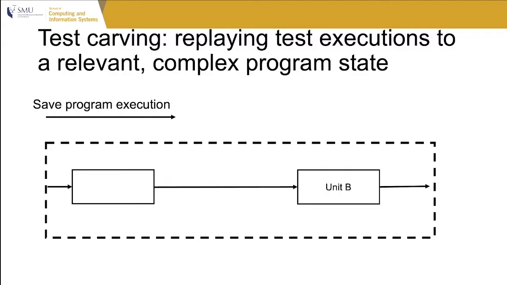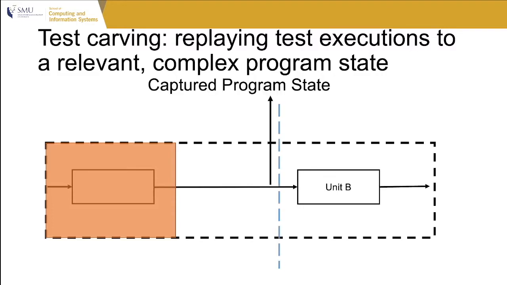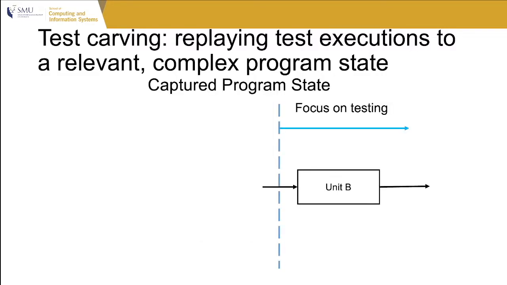And to do so, test carving proposes to save the program execution and then to replay them up to the relevant program state associated with unit B. And by saving its execution and capturing the program state, we can then start the test cases at the point of the captured program state and focus on testing unit B.